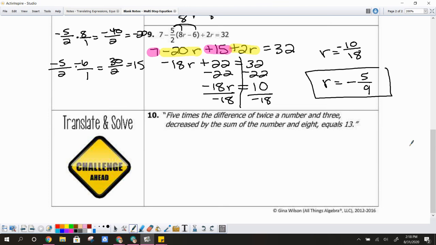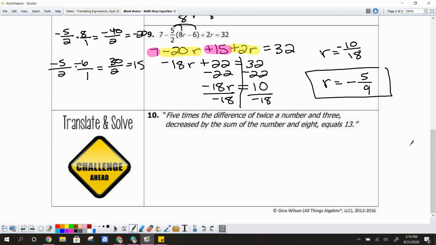All right, so number 10, there's a challenge ahead. We're going to first make sure that we are translating it into an expression or an equation, whatever it is, and then we're going to go ahead and solve. So I want you to pause it and try to translate it. Don't solve it yet, just pause it, translate it, press play when you're ready. All right, so if you have already translated this, which I need you to do, if you haven't, pause this and actually do it. But if you have, great.